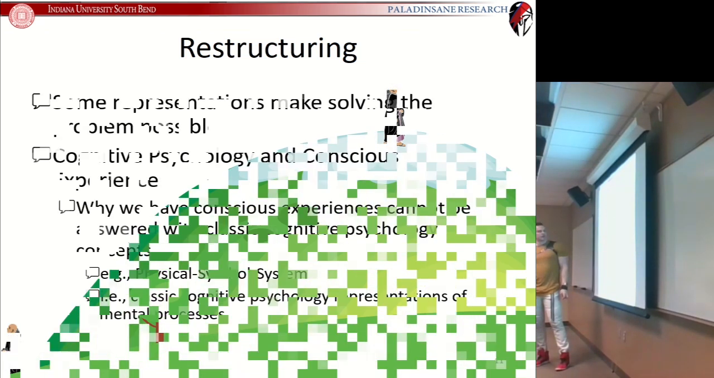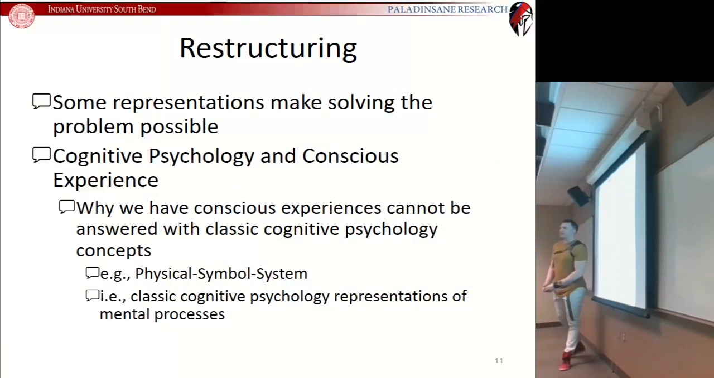All right, and then the last thing we touched on is how restructuring is actually massive in science. So many of the leaps that have occurred in science have occurred because of restructuring. So cognitive psychology currently has an issue with this, with consciousness and why we have consciousness, because we have structured mental operations in a certain way, and that structuring is not allowing us to solve the problem of consciousness. So we need to restructure it. We need new concepts, new ways of thinking about thinking and cognition in order to solve this.